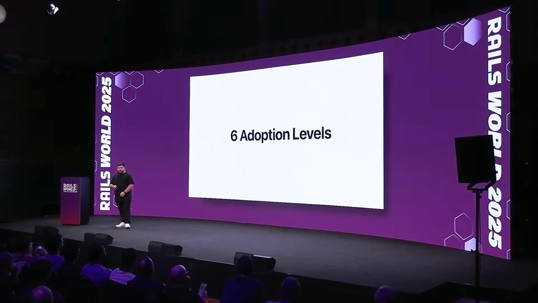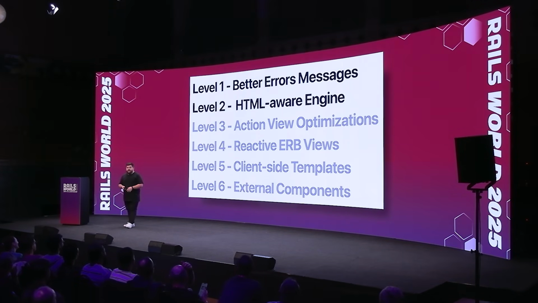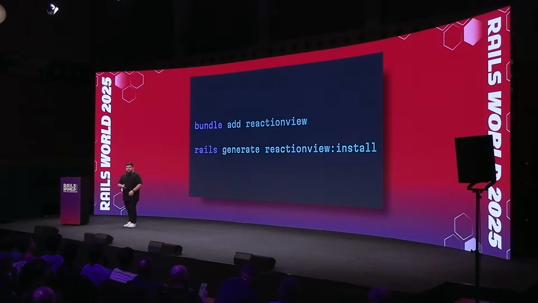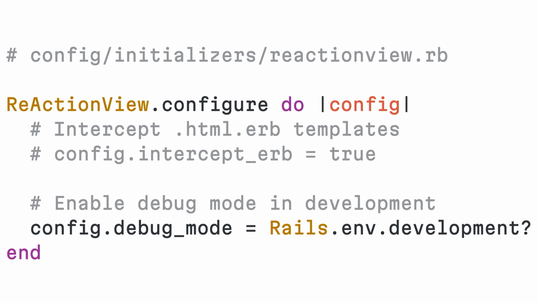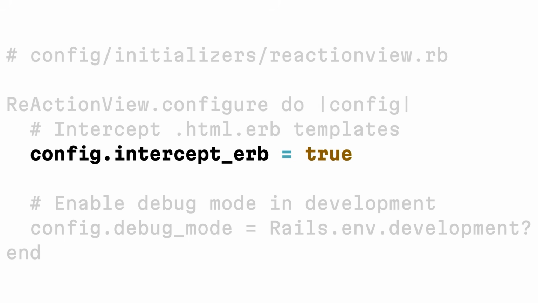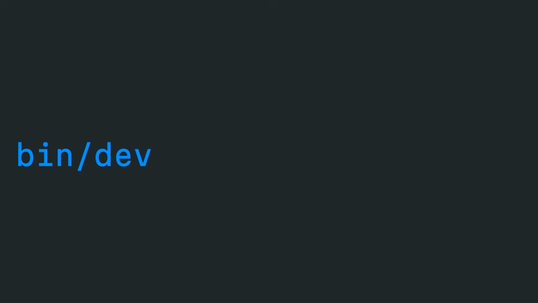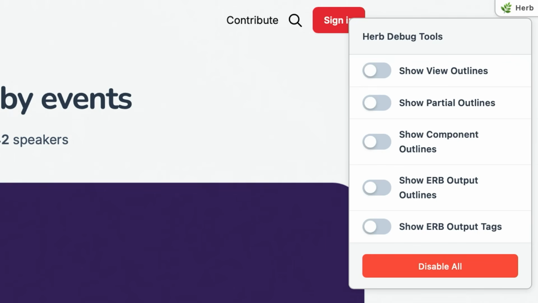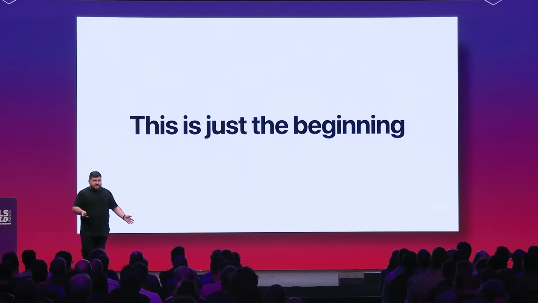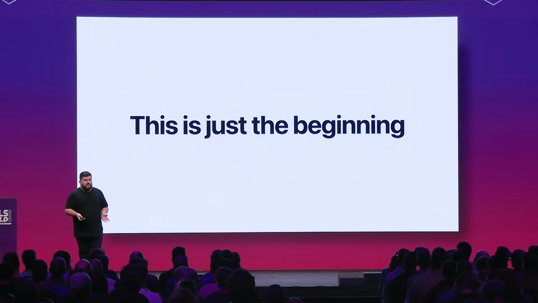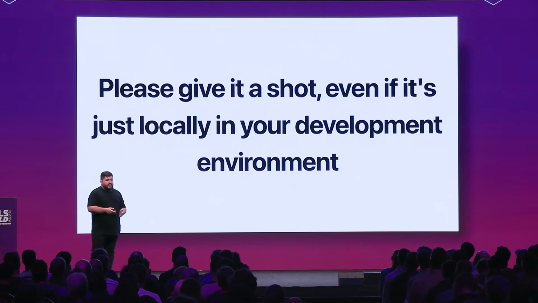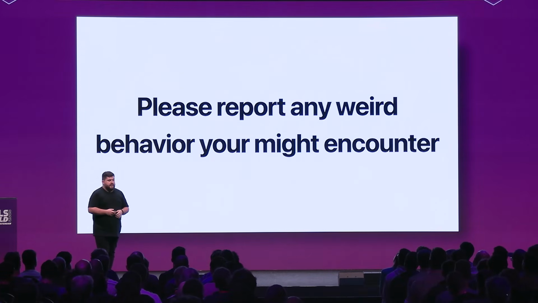So what is next? We outlined these 6 adoption levels at the RailsConf talk, and what we are shipping today is the first 2 levels. If you go into your Rails app today, run bundle add ReActionView, and run the generator, it will generate an initializer. If you set intercept ERB to true and run your server again, you will get this out of the box without any more configuration, and you have all these tools built in. Obviously, this is just the beginning. I think this gives us a good idea of what we can do. So just give it a shot, see how it works in your apps, and please report anything that looks weird.